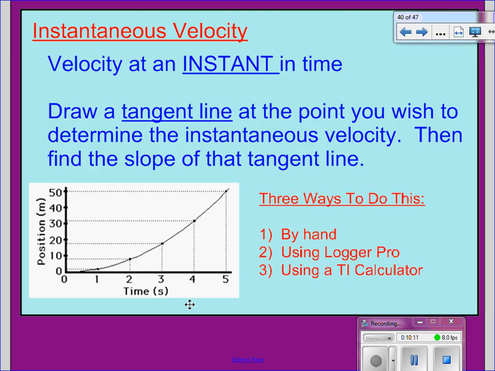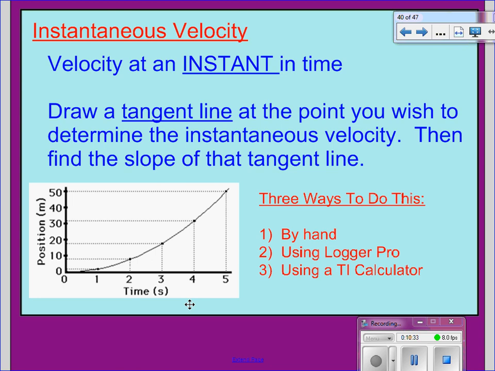First of all, instantaneous velocity is defined as velocity at an instant in time. So we're not looking at a time interval, we're looking at one point in time. So how do you find that? The first thing you do is you draw a tangent line at the point you wish to determine the instantaneous velocity. Then you find the slope of that tangent line.